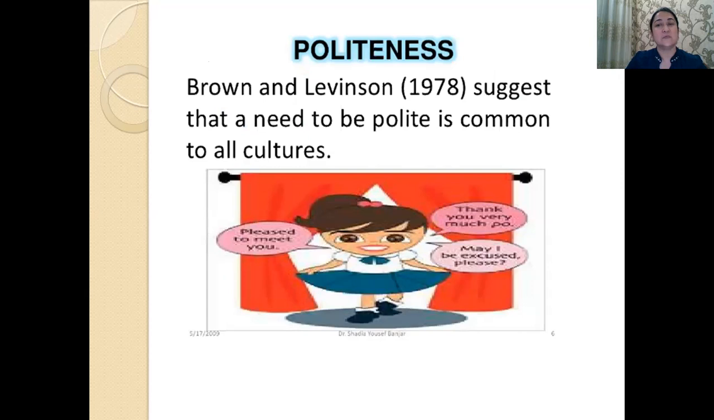Brown and Levinson suggest that a need to be polite is common to all cultures. In English culture, we may say, pleased to meet you, thank you very much, may I be excused please. And in Uzbek culture, we also have these kinds of expressions. Siz bilan uchrashganimdan xursandman, katta rahmat, uzr, kechirasiz.